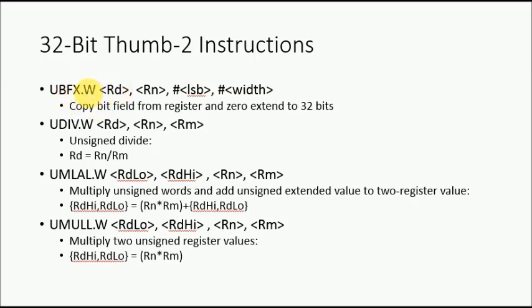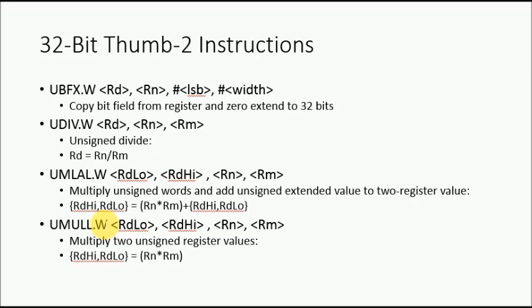Again, UDIV.W Rd, Rn, Rm, this instruction is available. Operation is very simple, Rn divided by Rm. So there will be the divide operation and the result will be stored into Rd. Note down that this is an unsigned operation. There is unsigned multiplication: UMLAL.W RdLo, RdHi, Rn, Rm. The content of Rn and Rm is multiplied, added with RdLo and RdHi, and again it is transferred to RdHi and RdLo. So here multiply unsigned words and add unsigned extended value to two register values.